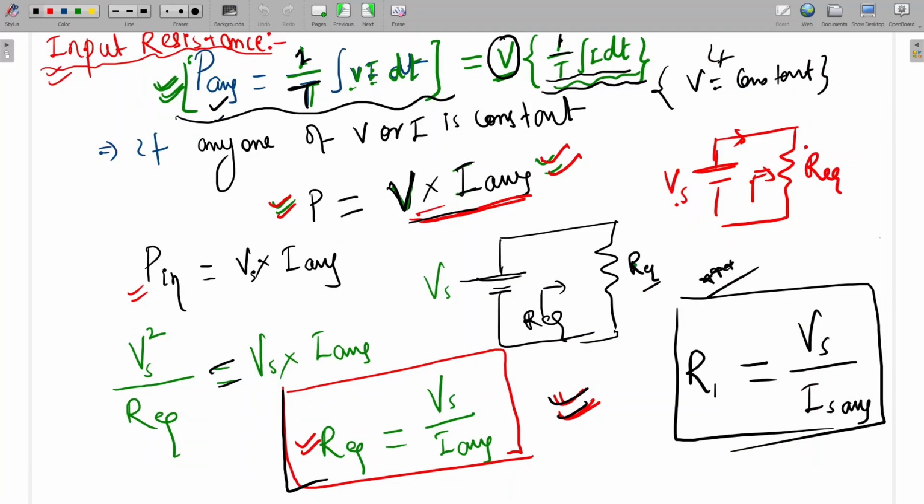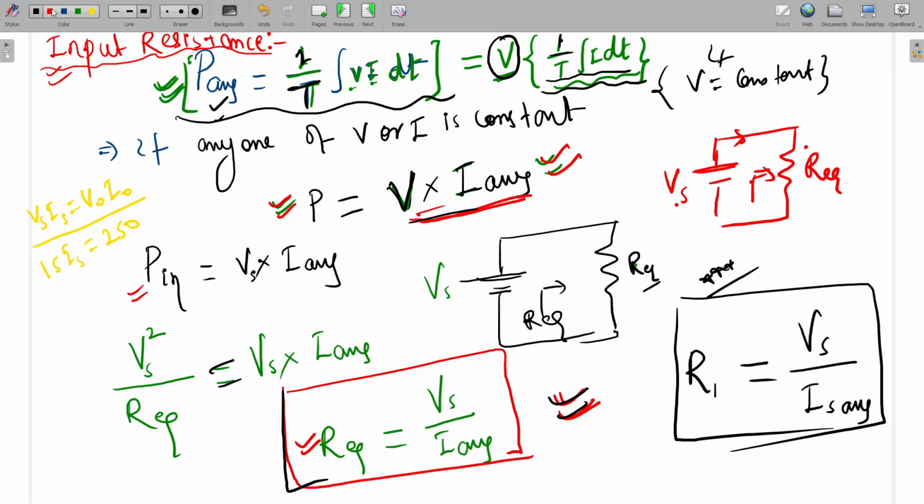Vs IS is equal to V naught I naught. Can anyone tell what the IS value will be from here? V naught I naught is how much? 250. And Vs is how much? 15. How much is IS? Sir, 16.6. 16.66, okay. So from here we can calculate IS.